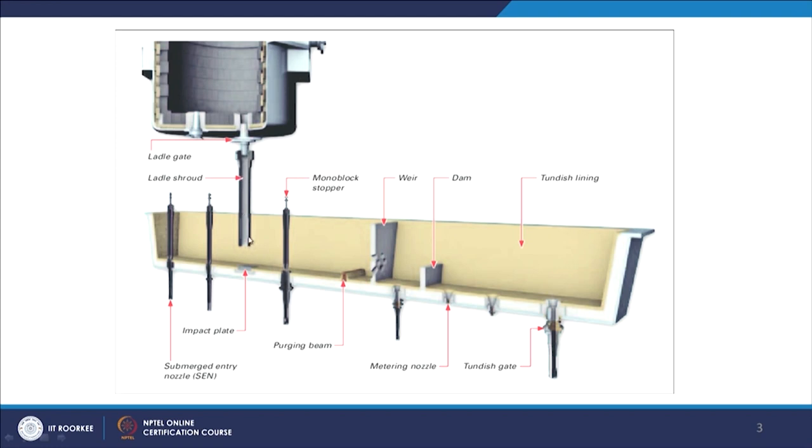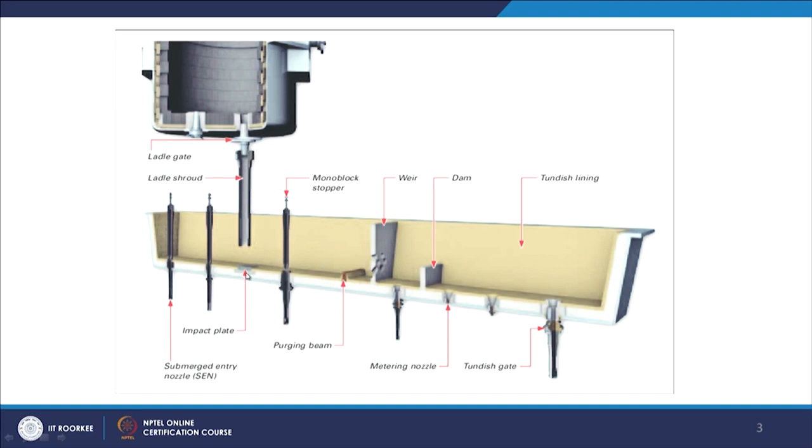Now, once it comes there, as you see, this is an impact plate, or an impact pad. What happens is that since it is falling, and it is a ferrous metal of very high specific gravity and velocity, it is likely to erode at a very fast rate at these positions. So, what you do normally in the Tundish is provide an impact plate.